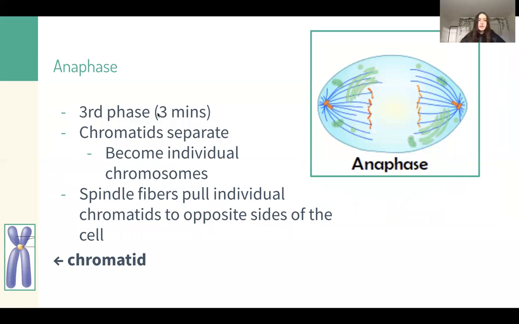And then the third phase is anaphase. It only takes about 3 minutes. This is when the chromatids separate and they become individual chromosomes, like you can see in the picture. And the spindle fibers, these blue things, pull the individual chromatids to opposite sides of the cell. And then on the bottom left, this is a picture of the chromatid.